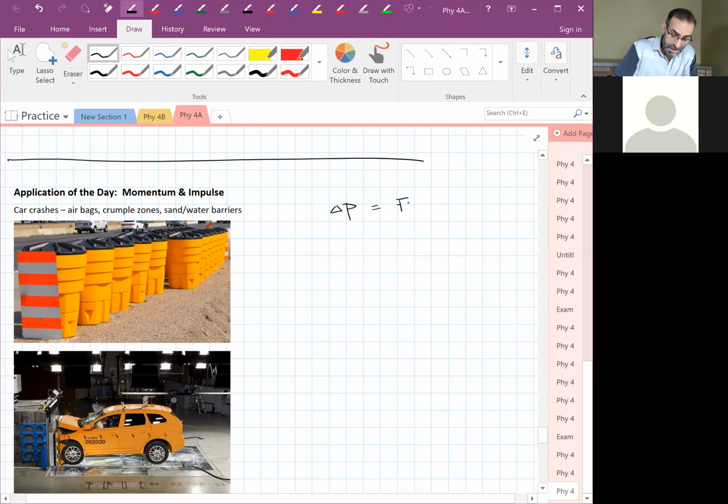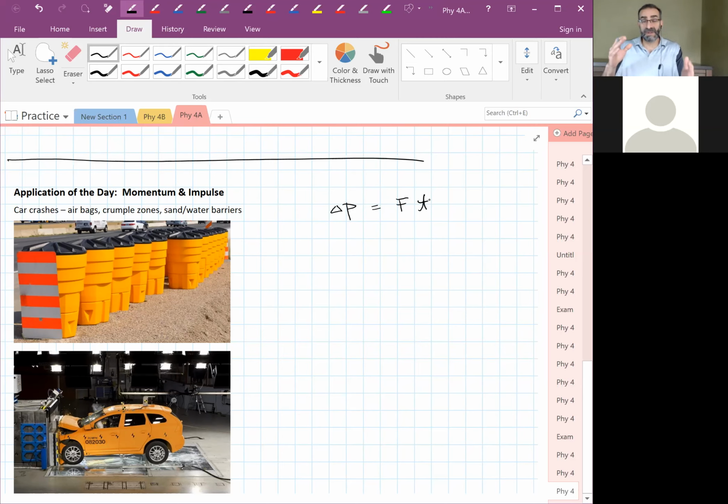It's force times time. So one way we can achieve that change in momentum is just allow your car to crash into the concrete pillar. In the old days, cars were very rigid and stiff. They thought that was the way to make cars, big, stiff, rigid frames. So your car hits that pillar, what happens?